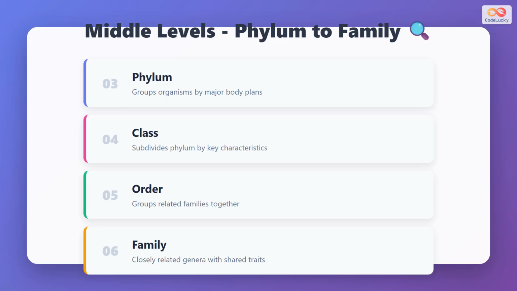Between kingdom and species, we have 4 middle levels that progressively narrow down the classification. Phylum groups organisms by their major body plans. For example, all animals with backbones belong to phylum Chordata. Class subdivides each phylum by additional key characteristics. Mammals, birds, and reptiles are all different classes within Chordata. Order groups related families together based on more specific shared features. Finally, family contains closely related genera that share many common traits. For instance, the cat family includes lions, tigers, and house cats. Each of these levels helps us understand evolutionary relationships and organize life's diversity.